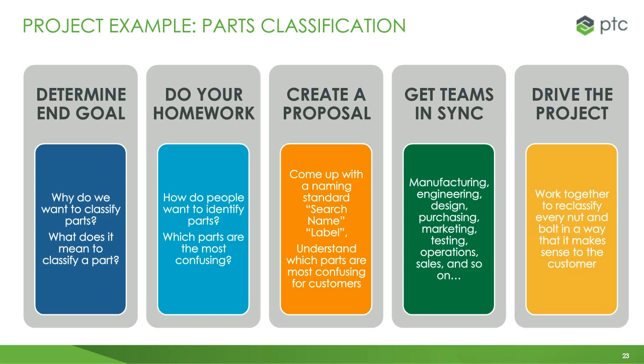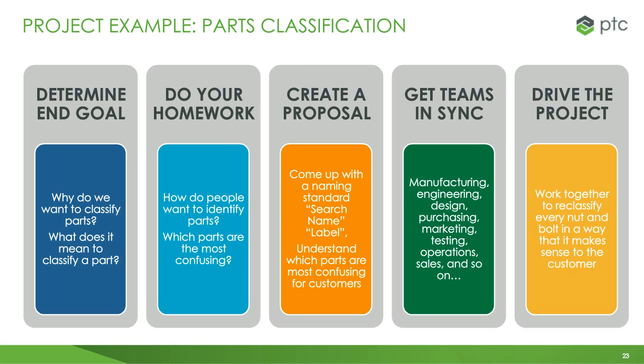The first thing we did, we determined our end goal. Why do we want to classify parts? What does it mean to classify a part? These are obviously very different depending on your organization. We focused on part reuse and searching for both end items, which are the parts that we deliver to our end consumers, and parts. We determined that classifying a part or end item started with identifying all of the attributes that we felt we needed to describe that part or end item. Again, different by organization.